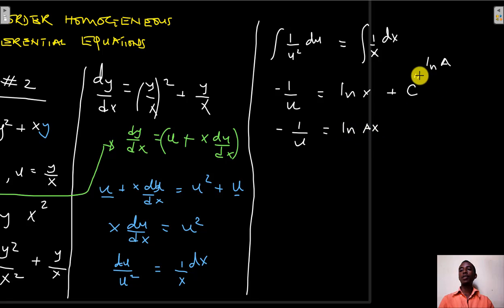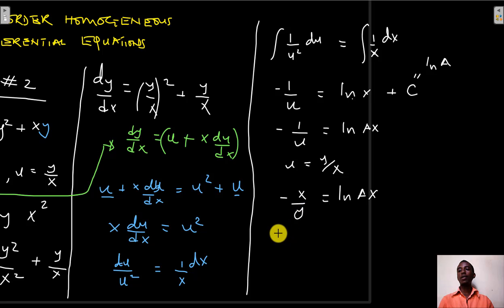Okay, that makes sense. If I make this natural log of a, then according to the properties of logarithms, I multiply a and x. So here we go. But we know what u is. u is actually y over x, so I put that back there, so I'll have negative x over y equals natural log of ax.